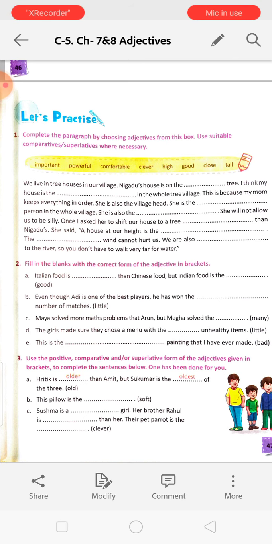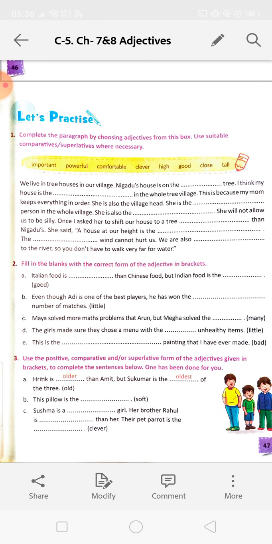Fill in the blanks with the correct form of the adjective in the bracket. Same, you will do by yourself, and use the positive, comparative, and superlative forms of the adjectives given in the brackets. So you will do this by yourself and you will get the answers.